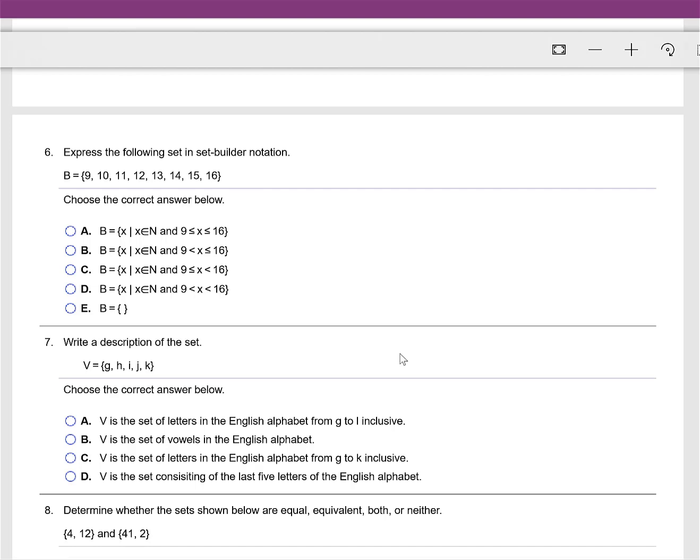Express the set in set builder notation. So we see the set contains natural numbers between 9 and 16 inclusive. So let's take a look at what we've got down here for the choices. So it looks like the first choice is correct. Let's just check on the other ones. Yes, and they wouldn't include both endpoints. So the correct answer here is going to be A.